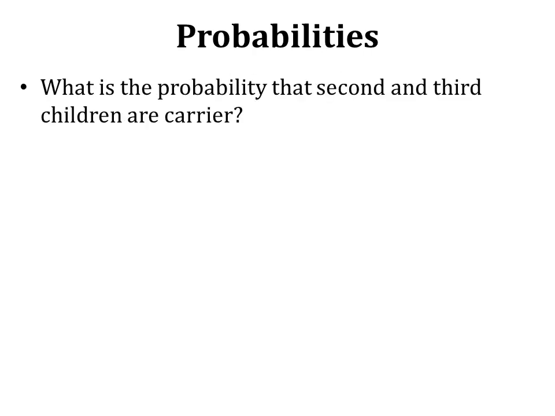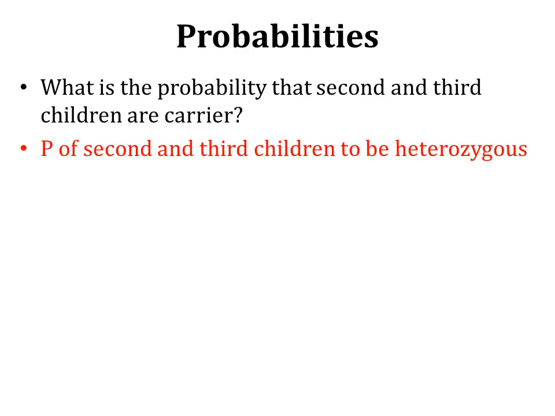Now the next question is, what is the probability that second and third children are carriers? So is this a simple probability or a compound probability? Obviously we are talking about two consecutive events, so that is why it is a compound probability. And we are talking about a single type of outcome, which is carrier. So probability of second and third children to be heterozygous, because carriers are those individuals who are heterozygous.